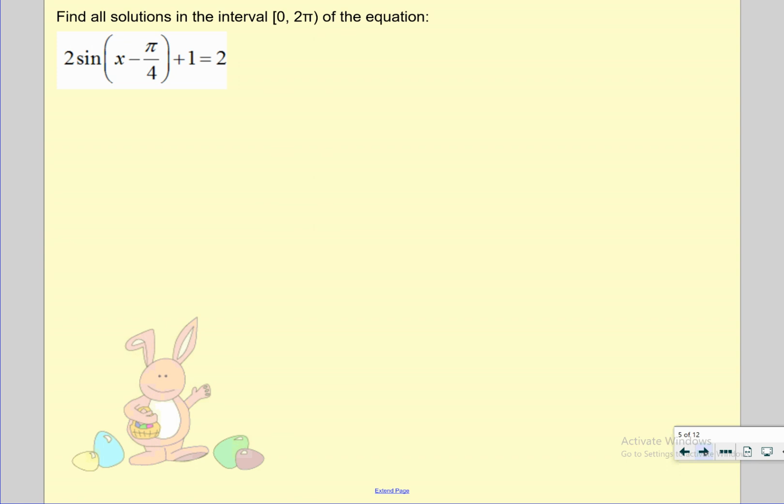All right. The rest of them are going to be exact values on our unit circle. So let's look at this one. 2 sine of x minus pi over 4 plus 1 equals 2.